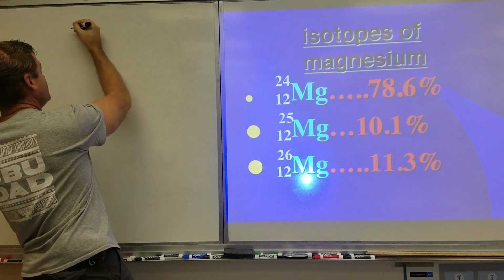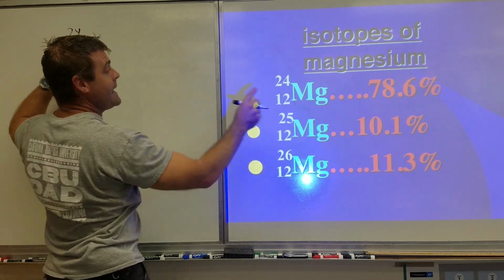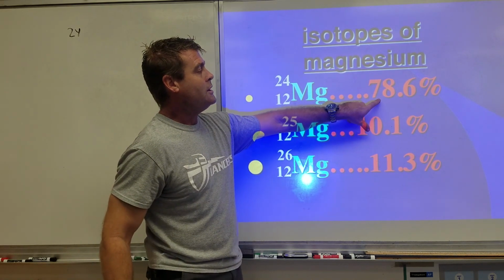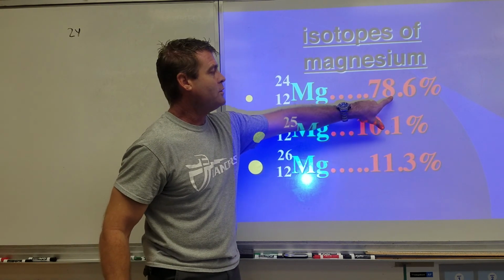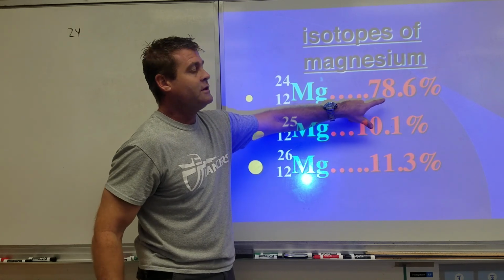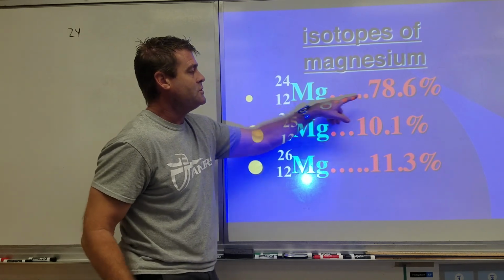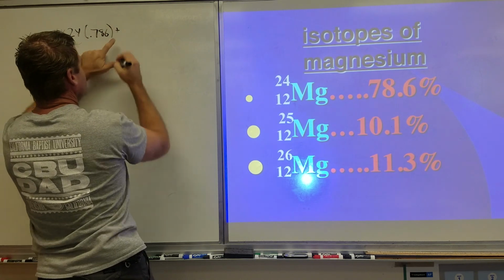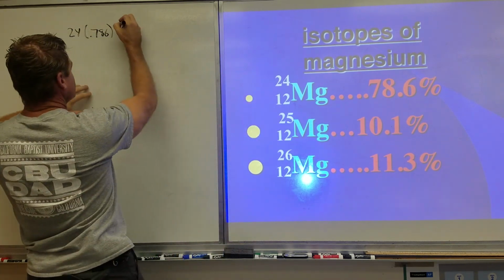You get the mass of one, which was 24, okay? And then you're going to multiply it by its percent abundance. But you guys know in math, you never use a percent. You convert it to the decimal equivalent. Remember what that is? You just divide it by 100, or you just move the decimal 2 places. The decimal equivalent of that is 0.786.